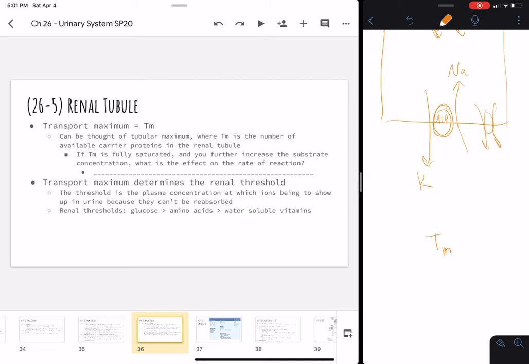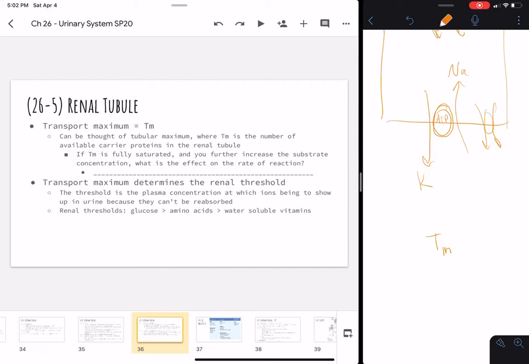So having it fully saturated is not necessarily a good thing unless you actually have a normal amount of filtrate. Whenever we talk about transport maximum being fully saturated, it usually doesn't mean that good things are happening. A great example of this is diabetes. If we have a lot of leftover glucose in the bloodstream, and that blood gets to the kidneys, the glomerulus filters out the extra glucose monosaccharides, and then those go into the proximal convoluted tubule, and that's where we absorb most of the glucose.